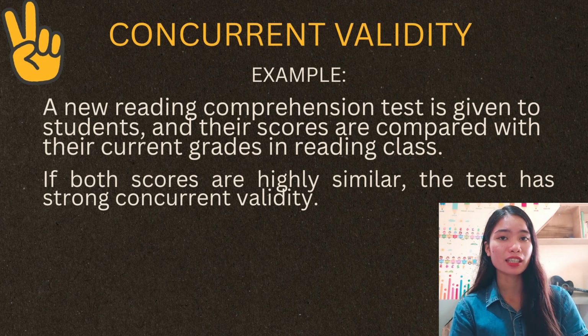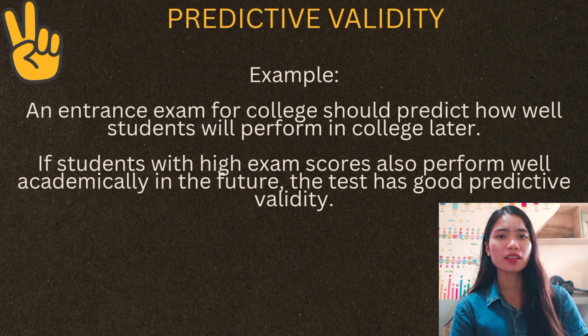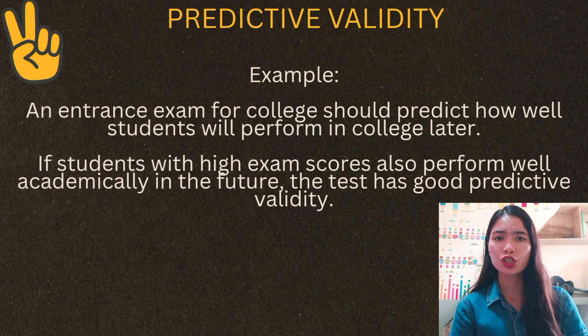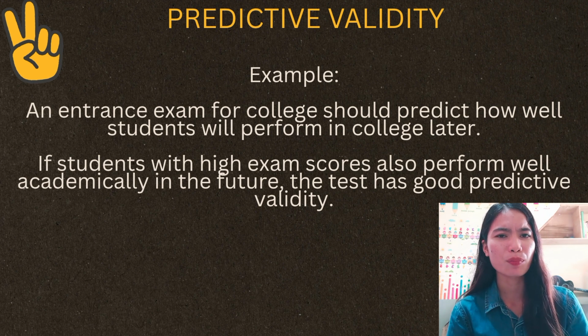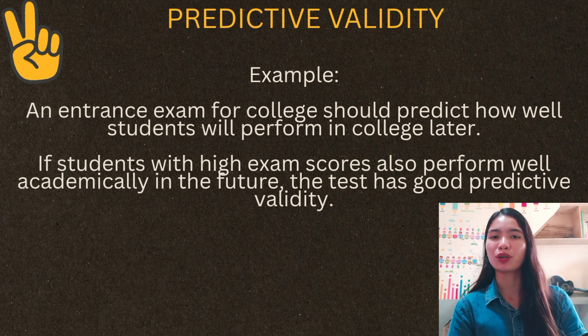Second type of criterion validity is the predictive validity. The test results are used to predict future performance. For example, an entrance exam for college should predict how students will perform in college later. If the students with high exam scores also perform well academically in the future, the test has good predictive validity. So why do you think criterion validity is important? Very good. Because it tells us if the test really predicts real-world performance.